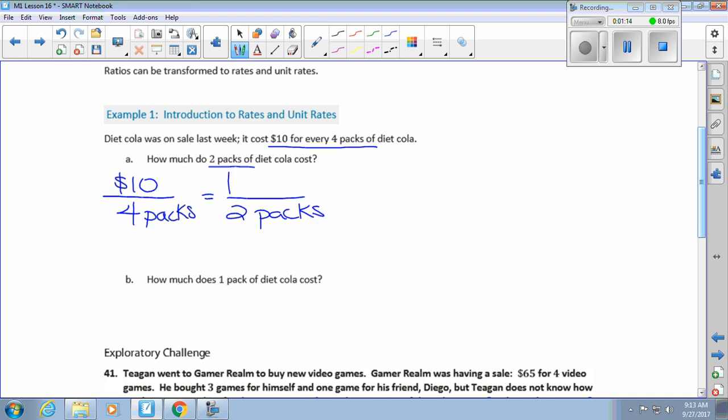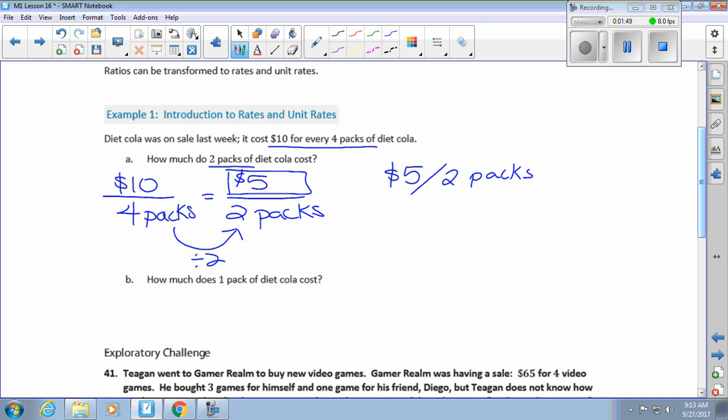Alright, so we're missing this info for 2 packs. So to get from 4 to 2, what do we do? Jasmine, I'm coming to you. You divide by 2. Perfect. So what is 10 divided by 2? Everybody? 5. Very good. So our answer is $5 per 2 packs. So 2 packs of Diet Cola, that's for $5.